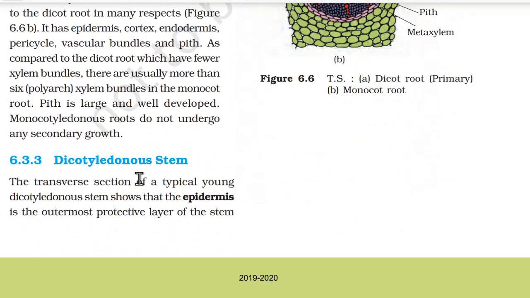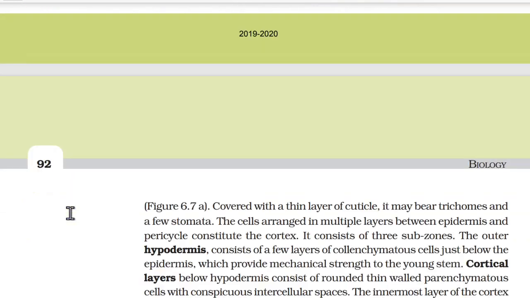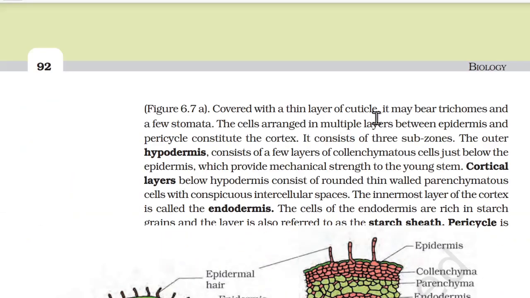6.3.3 Dicotyledonous stem. The transverse section of a typical young dicotyledonous stem shows that epidermis is the outermost protective layer of the stem covered with a thin layer of cuticle. It may bear trichomes and a few stomata. The cells arranged in multiple layers between epidermis and pericycle constitute the cortex. It consists of 3 subzones.